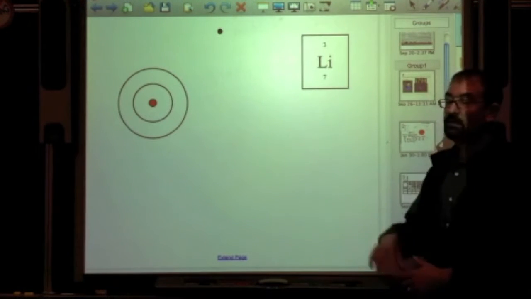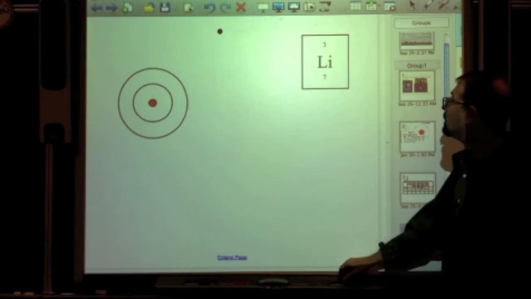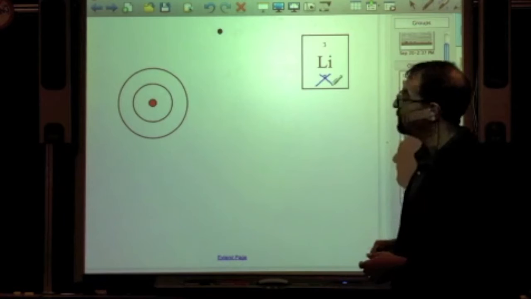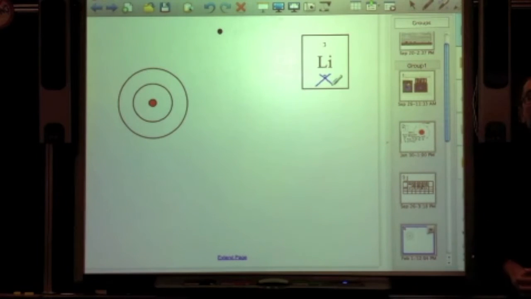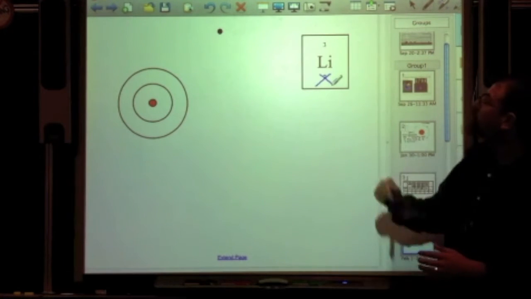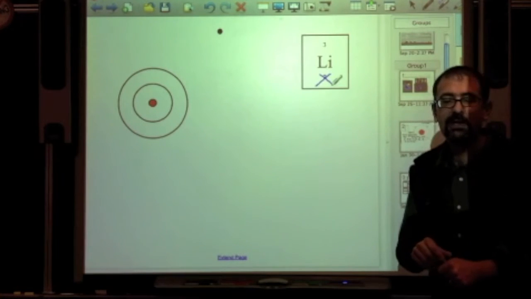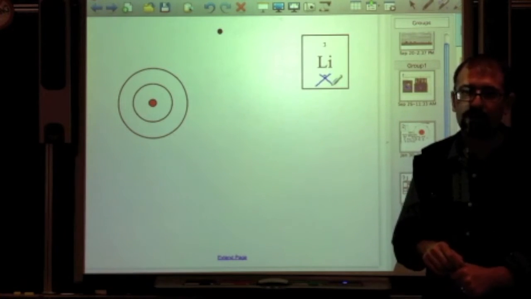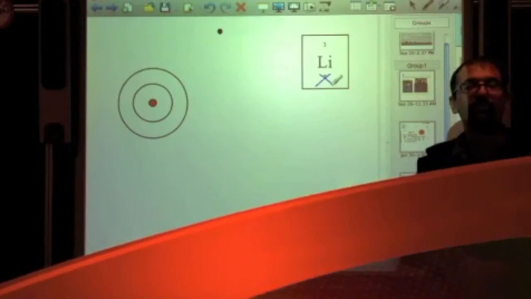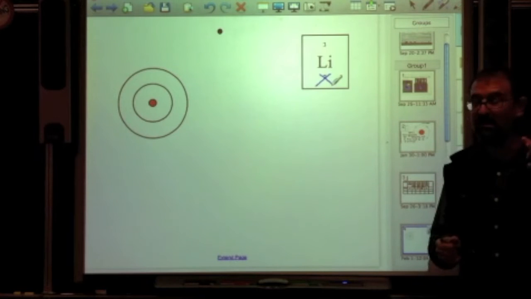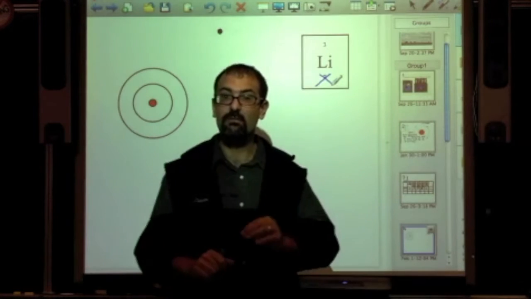Here, notice lithium has an atomic number of 3 and an atomic mass of 7. We don't care about the atomic mass in biology. All we care about is the atomic number. If lithium has an atomic number of 3, how many protons does it have? Okay, hopefully you thought of the answer and you came up with the number 3. That's correct. Lithium has 3 protons.